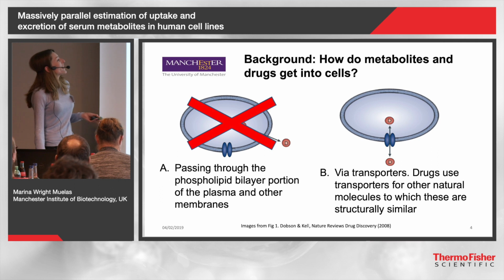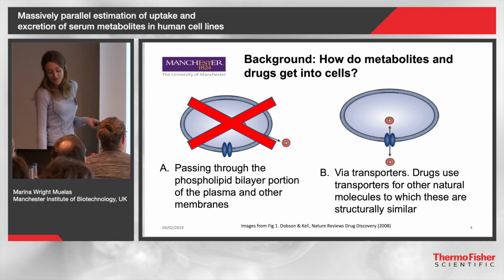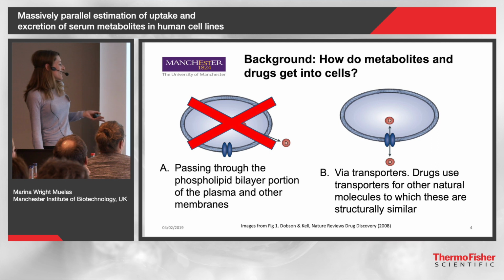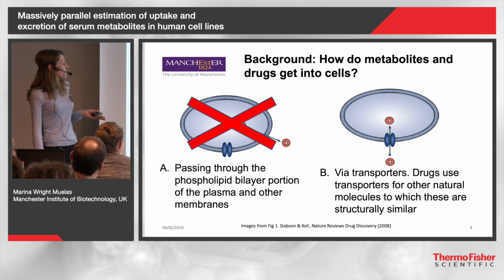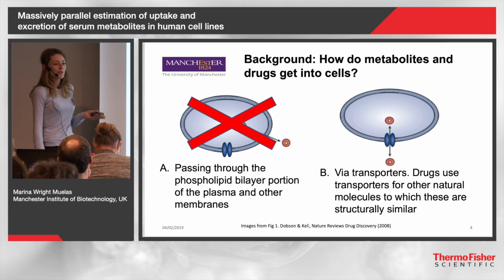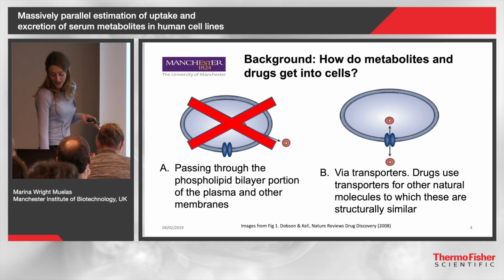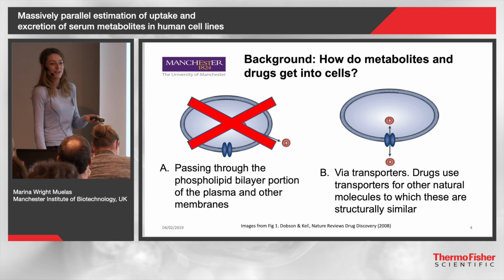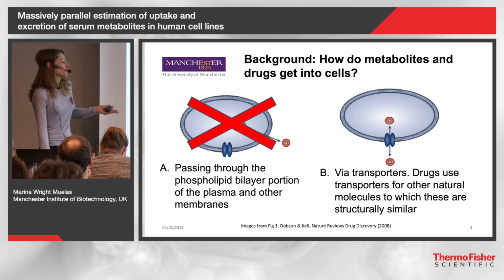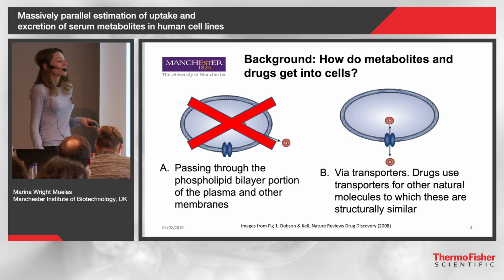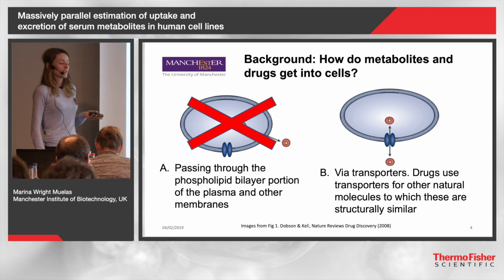So just to start off with, how do metabolites and drugs get into cells? It's wrongly thought that they just diffuse through the phospholipid bilayer of cells. But that, of course, is wrong, because otherwise your cells would be full of all sorts that's around in the atmosphere or anything nasty that you eat. To a certain extent, yeah, you are going to get nasties into your cells. But the way they actually get into your cells is through transporters. And drugs also use transporters to get into the cells.